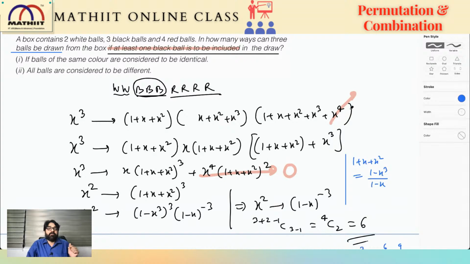But I reject x power 4. Why? You are calculating the x cube coefficient, no? So how is it possible that x power 4 can give you x cube? So this is directly rejected. Any term which is bigger than this can be rejected. And then further I did it like this: x common here, and then x into 1 plus x square, whole square, that I multiply. So x into 1 plus x square whole cube plus x power 4 into this, again rejected.